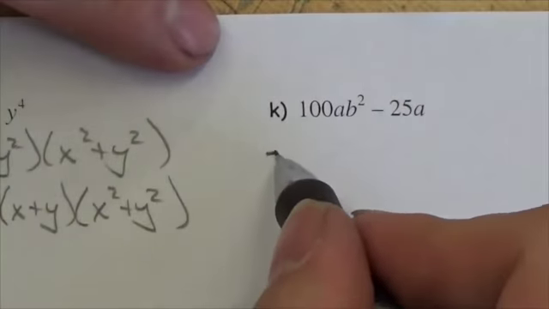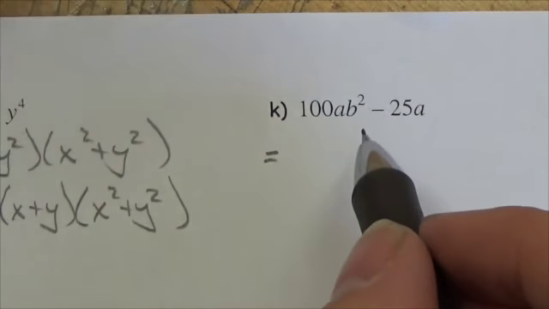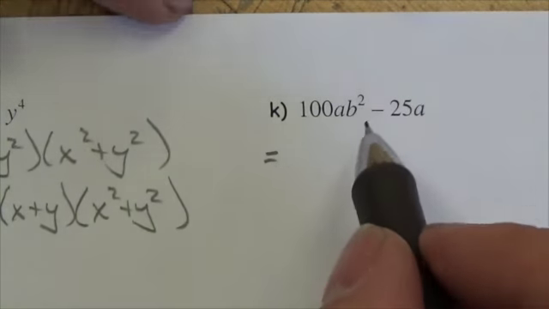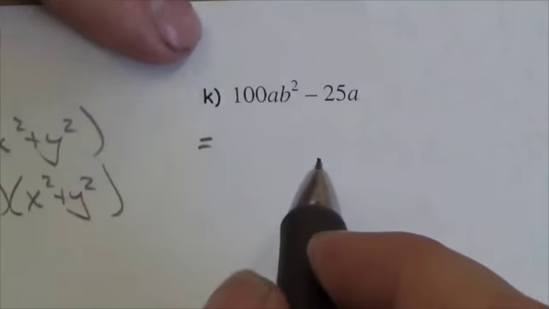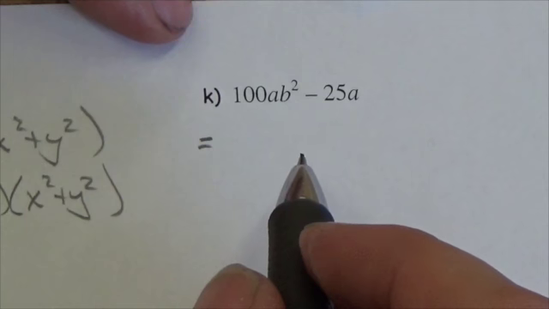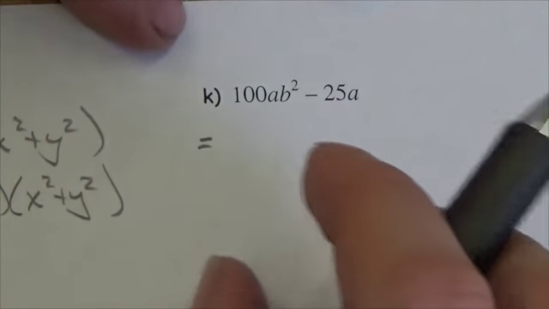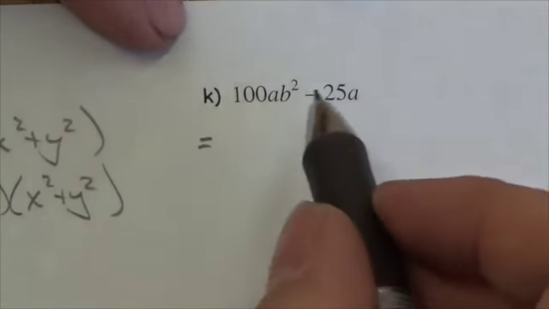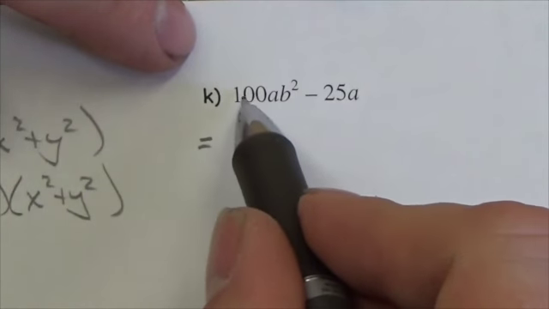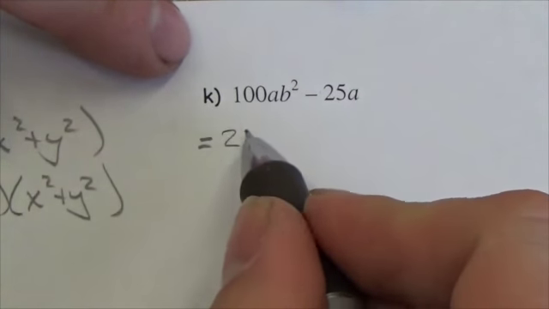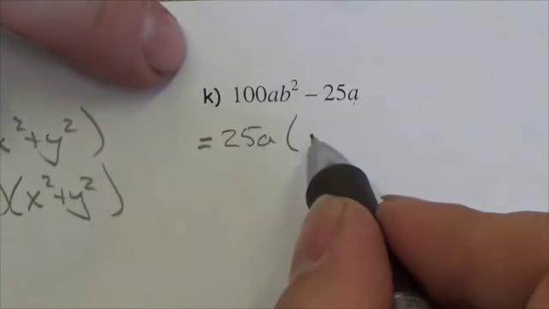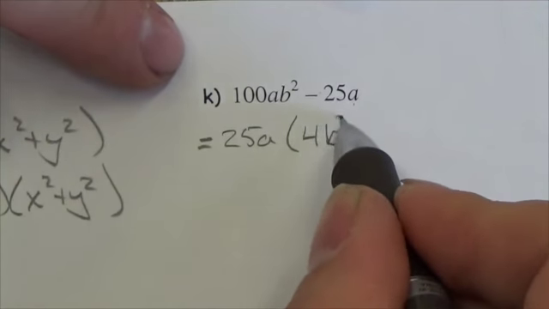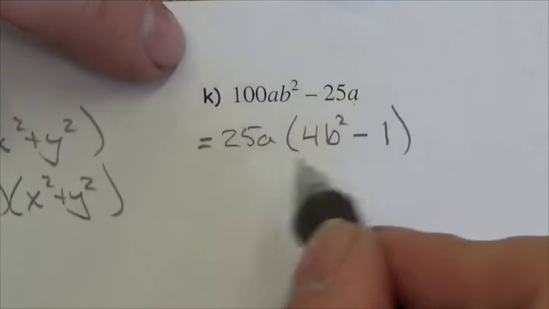Over here, okay, you can kind of approach this a couple of different ways. You really should take out what's common first. You don't have to. You would see a difference of squares pop up here anyway, but then each of your terms is going to have a common factor. I got to pull out what's common here. And between 100 and 25, there is a common factor of 25, and there's also an a in both of those. And when I pull that out, I'm going to be left with 4b squared minus 1.